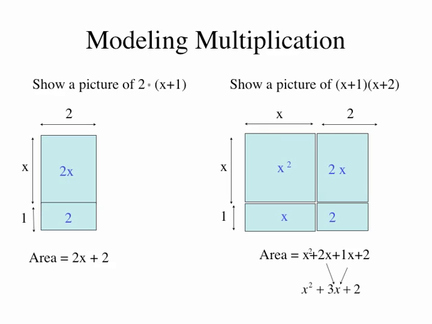What this means is that when we multiply together the binomials x plus 1 and x plus 2, the result is a trinomial. It has 3 terms. The first is x squared, the second is 3x, and the last is 2.